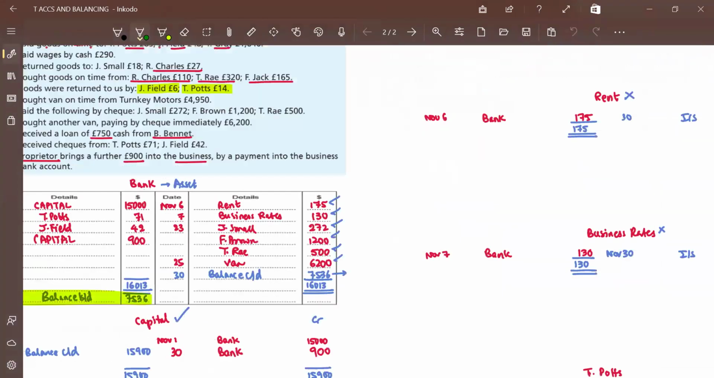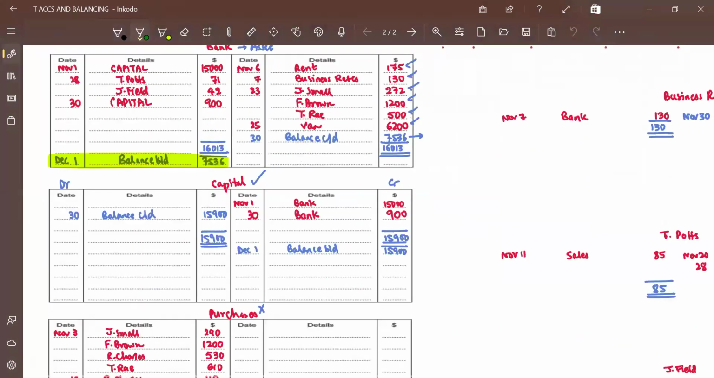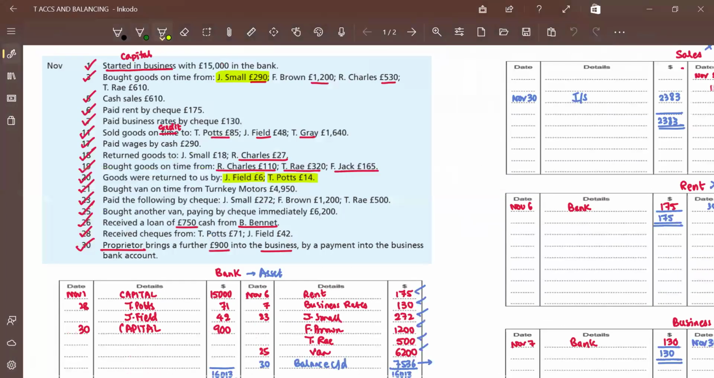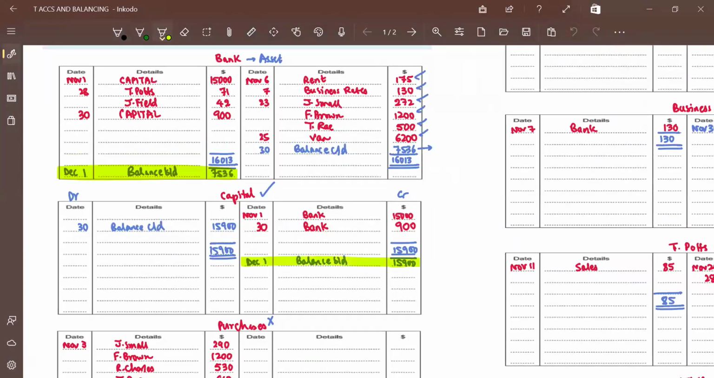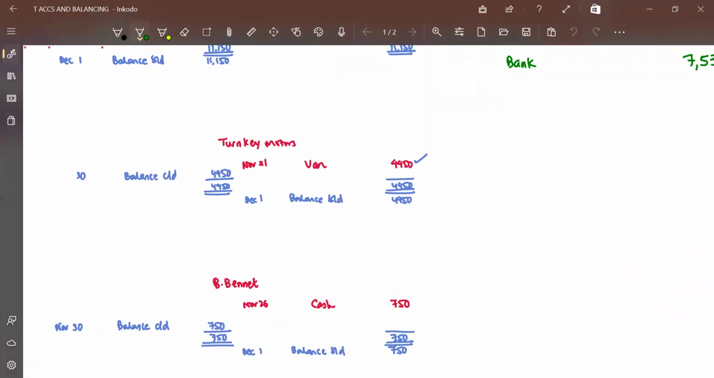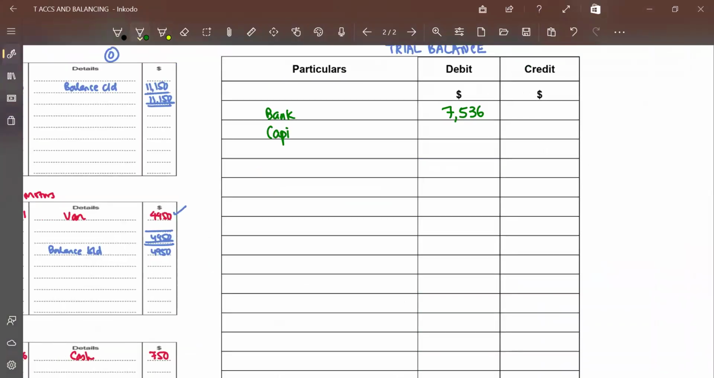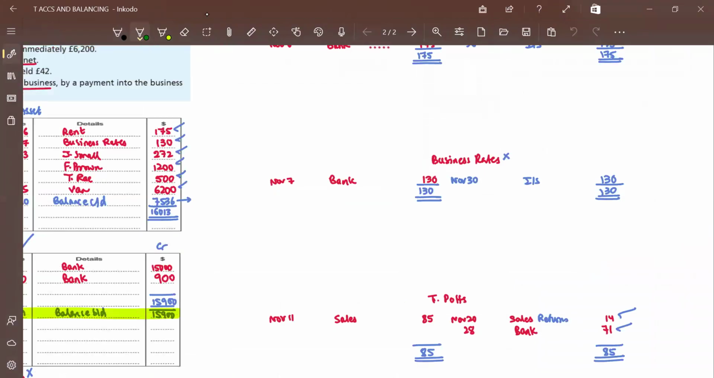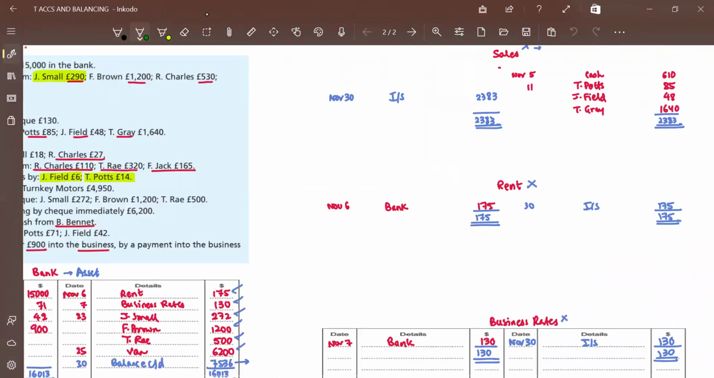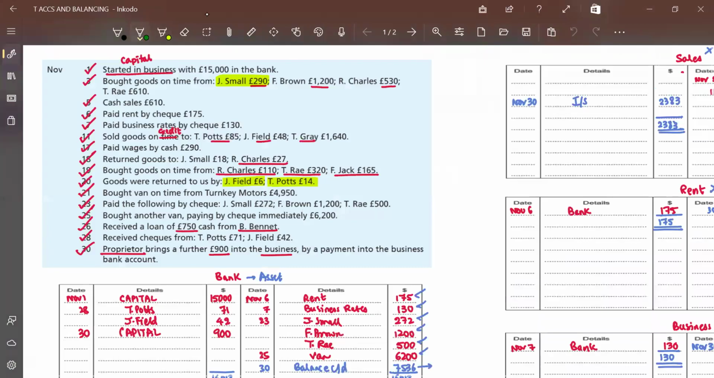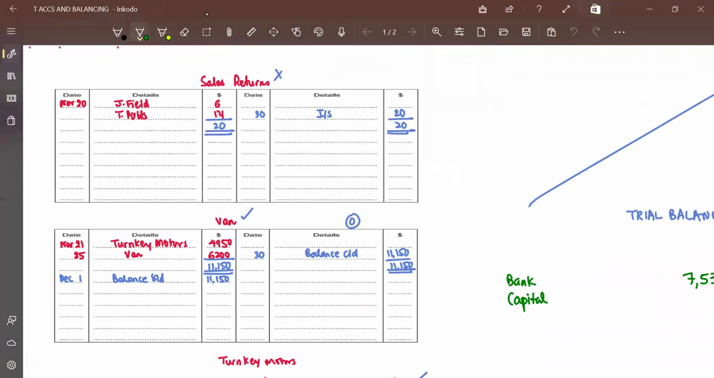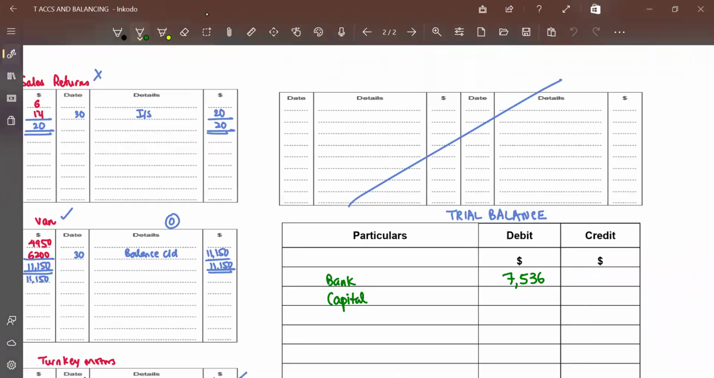Next T account I have is capital. So I'm going to highlight capital. The balance brought down for capital is 15900. So in the trial balance, I'm going to write down capital, and on the credit side, I'm going to write down the total. The total is supposed to be 15,900 on the credit side. So capital 15,900 on the credit side, right?